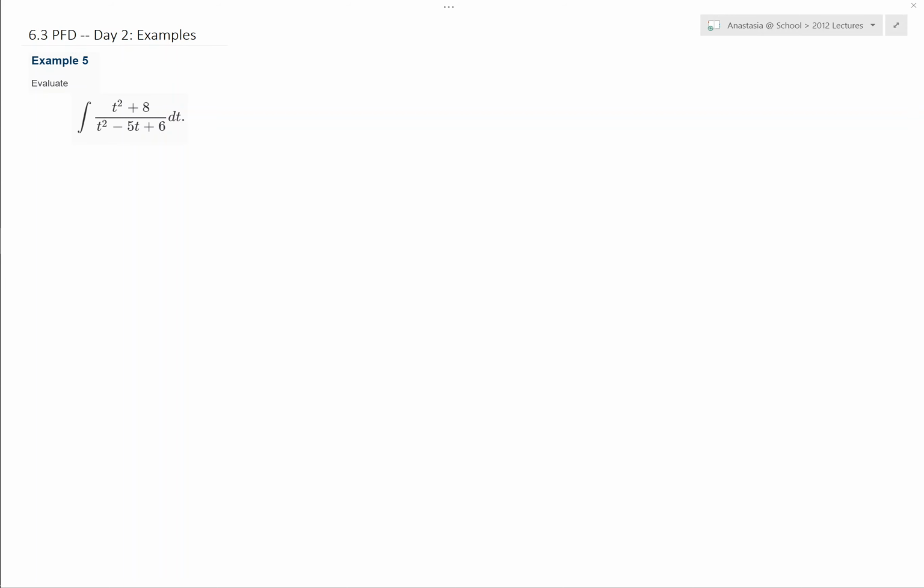So in this video, we are continuing our discussion of section 6.3 on partial fractions. We have moved on in day 2 of this lecture to consider some examples which show the full process of using a partial fraction decomposition to evaluate an integral. In example 5, which is the first full example like this, we have been asked to evaluate the integral of t squared plus 8 over t squared minus 5t plus 6.